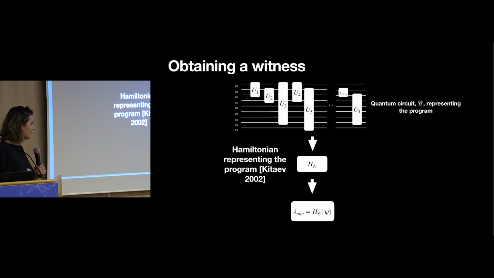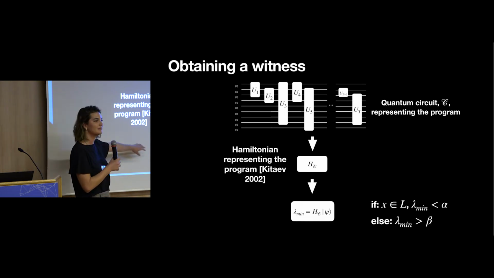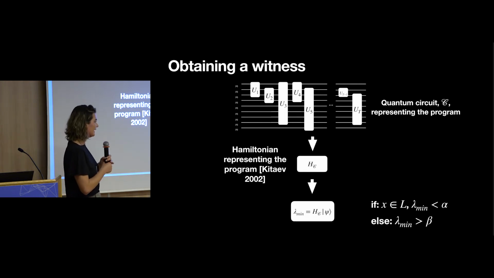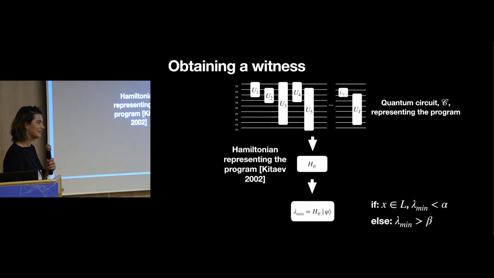And then Kitaev also showed that whether or not my instance X is in the language is exactly mapped to the energy, the minimum energy eigenvalue of the lowest energy eigenstate of my Hamiltonian representing my circuit. And so verification is reduced to finding the energy of this lowest energy eigenstate. And this is what the interaction actually does in the Mahadev protocol.